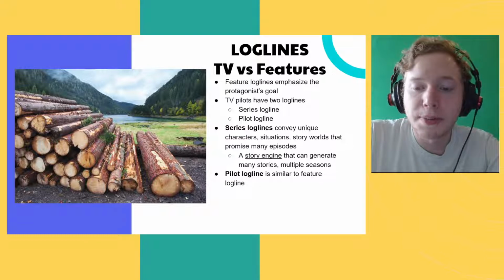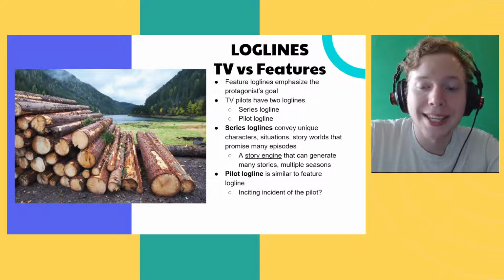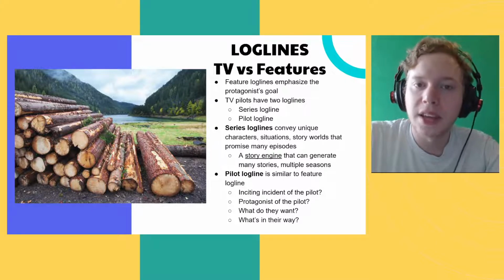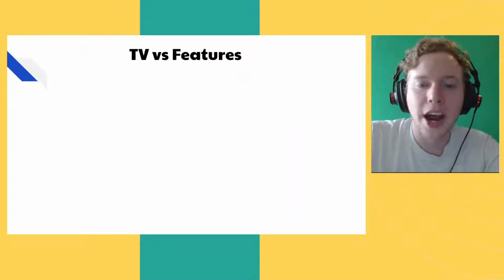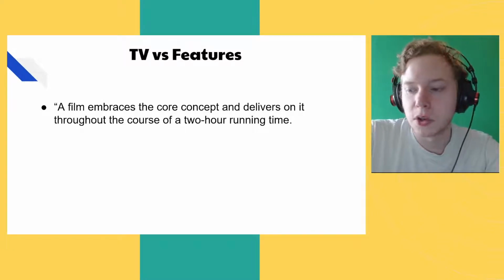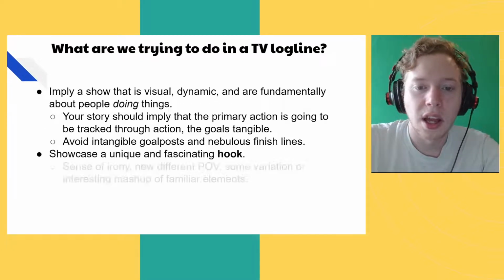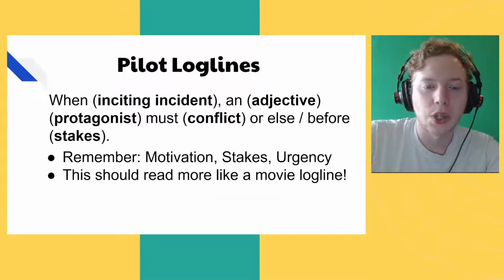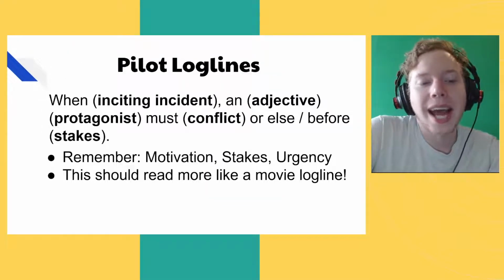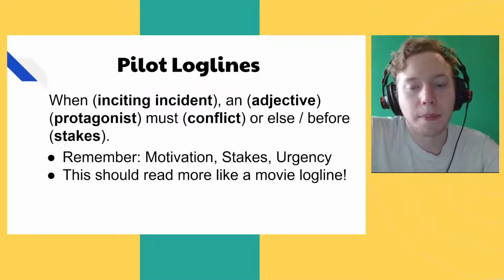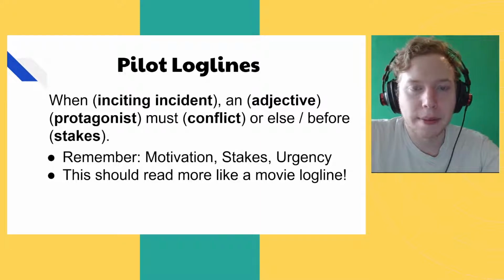So a pilot logline is more similar to feature. It has the inciting incident, the protagonist, what do they want, what's in their way, those basic things that are just, we're talking about just half an hour or an hour of story. So you've got to give us those basic motivation, stakes, and urgency. The format for that is going to look a little bit more like this. When inciting incident occurs, an adjective protagonist must conflict before or else stakes. So a little bit more like a movie. We'll come back to this in a minute.